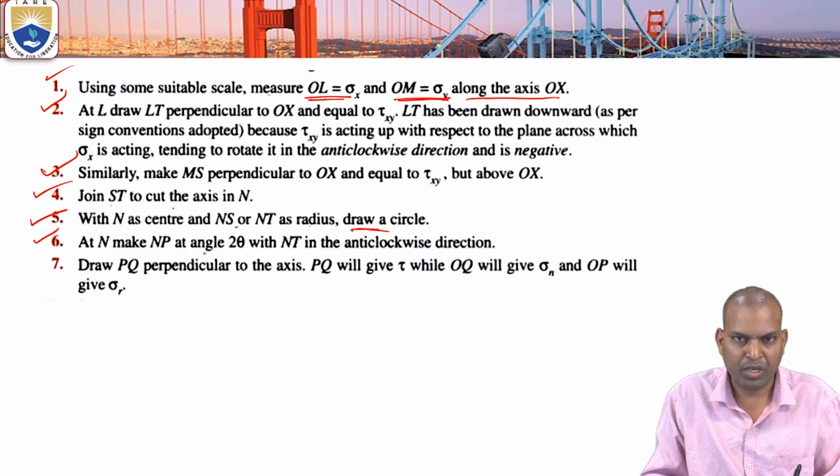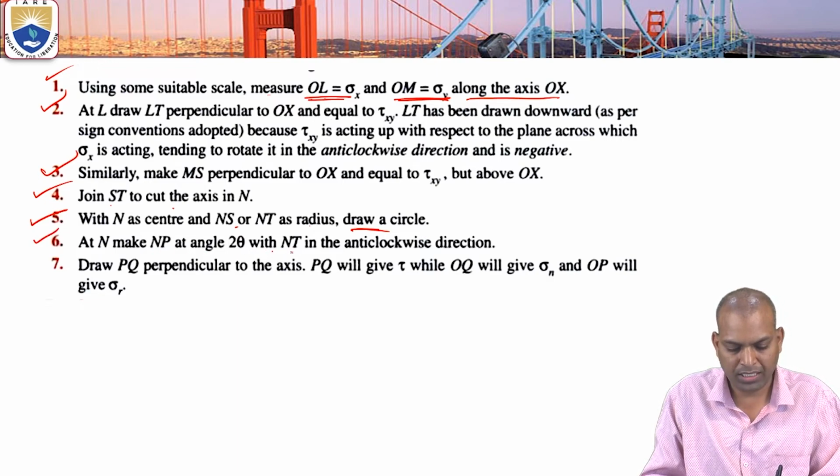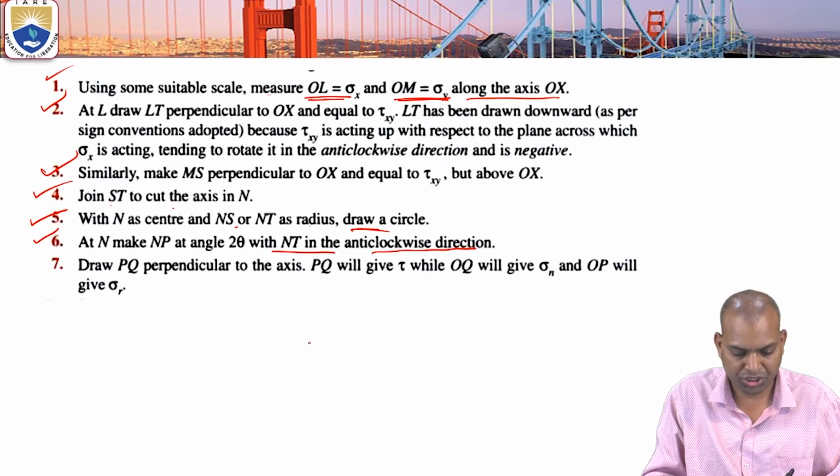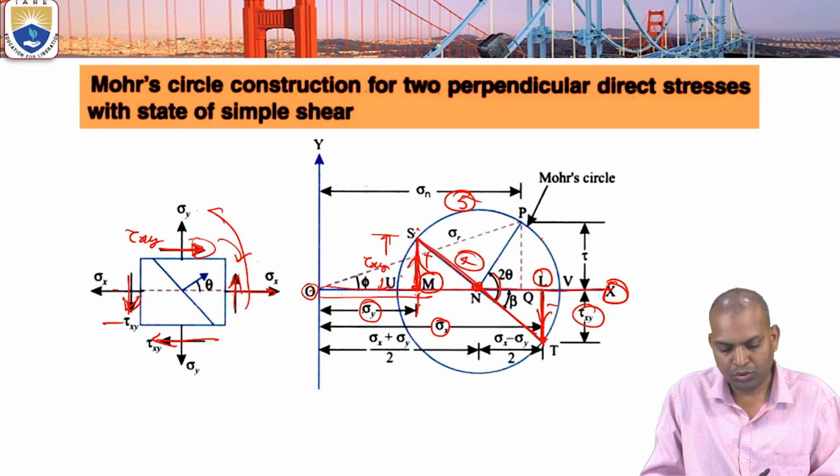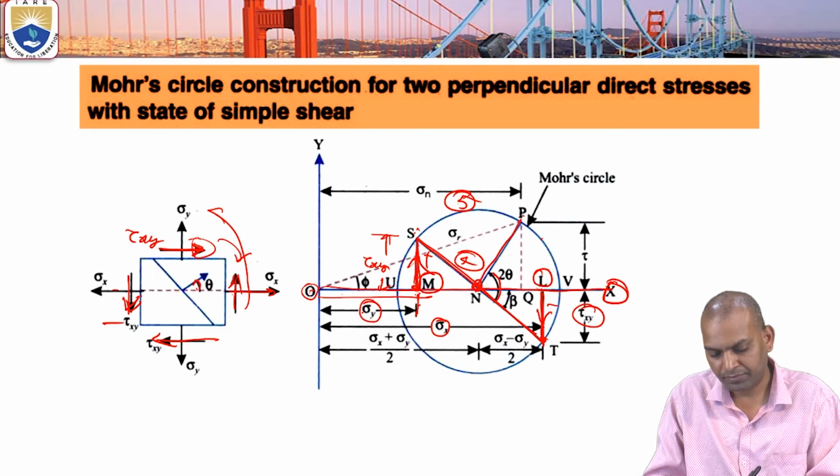At N, make NP at an angle 2 theta with NT in the anti-clockwise direction. Make it NP.